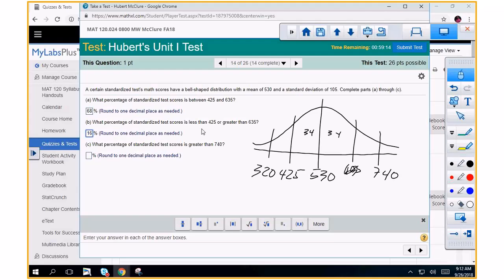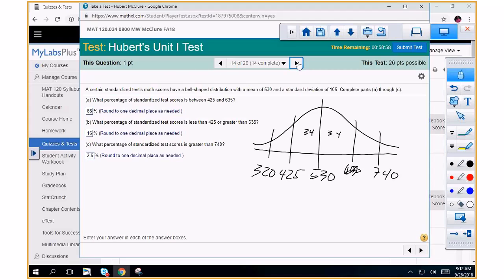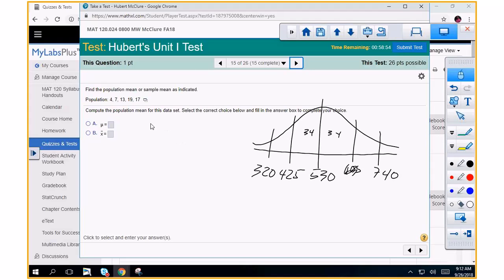Because 32 would be correct if this word was "and." Okay? What percentage of standard is greater than 740? 2.5. And that's all come from the empirical rule that I told you to learn. Okay, I'm not going to do this one, but write those numbers down.